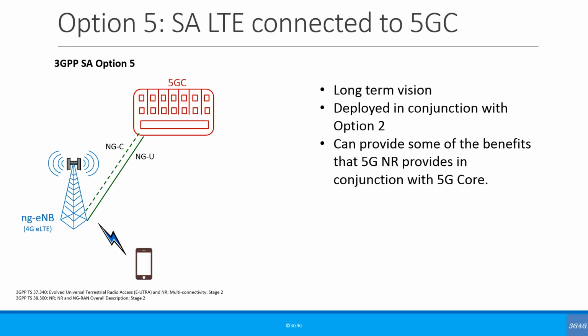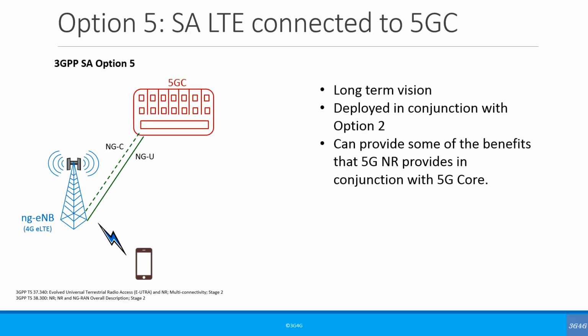The final standalone option is option 5. Now this is going to be sometime in future when the next generation eNodeBs or the ng-eNBs will connect to the 5G core. So like the current eNodeBs connect to EPC, but in this case the eNodeBs will be upgraded to next generation eNodeBs and they can then connect to the 5G core.